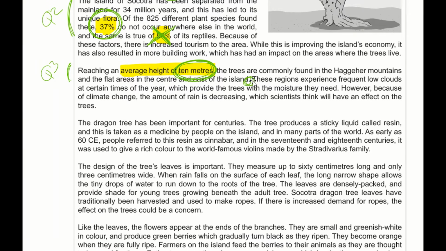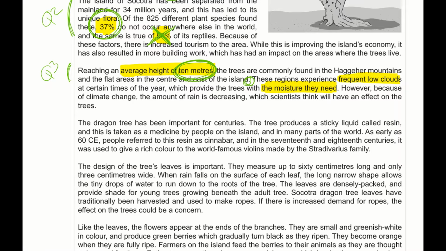I'm going to continue from where we stopped. These regions experience frequent low clouds at certain times of the year, which provide the trees with the moisture they need. So I found something. They get frequent low clouds at certain times of the year, which provides the trees with the moisture they need. So it gives them the moisture that they need.